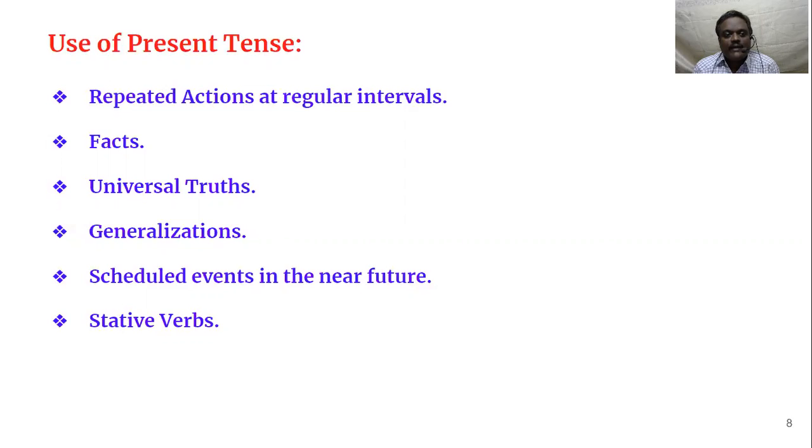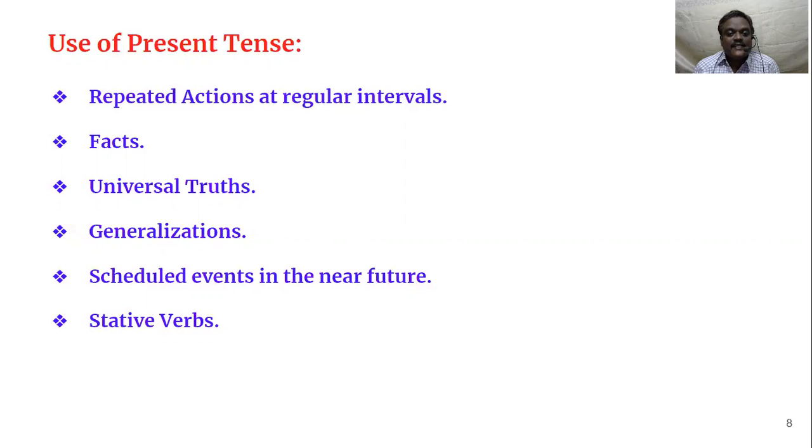For example, water boils at 100 degrees. It is a fact. It is a verifiable fact. In the same way, universal truth. Sun rises in the east. It is again universal truth. Wherever you go, it is true. You go to America, sun rises in the east only. You go to China, it will be the same. So it is universal truth.